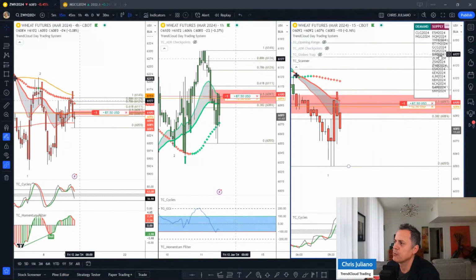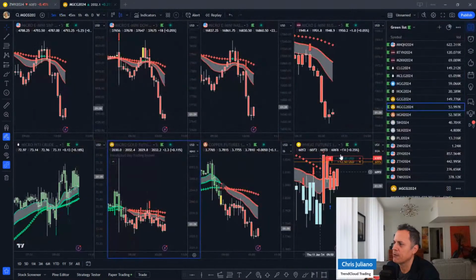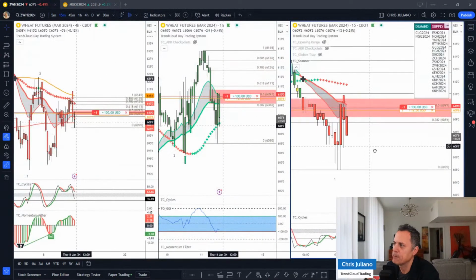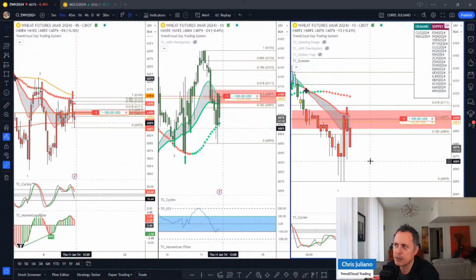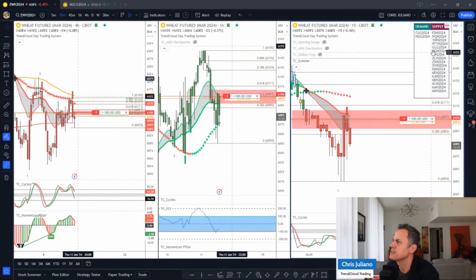And when we were looking at our 5-minute scanner, looking for those 5-minute signals, we saw that 5-minute signal popping up here on wheat. We said, hey, let's go check it out. Let's go check out this signal. Does it line up? Oh, look at this. Okay, it's in the scanner.